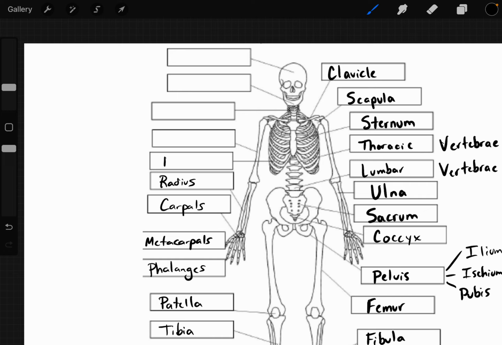Next one is going to be the ribs. Okay, there is a separate video for the ribs and the thoracic cage, that whole area. So please refer back to that so you can see the distinctions between the ribs. Now we're on the bone that makes the upper arm. Okay, so this whole section here, there's one bone. That bone is called the humerus.